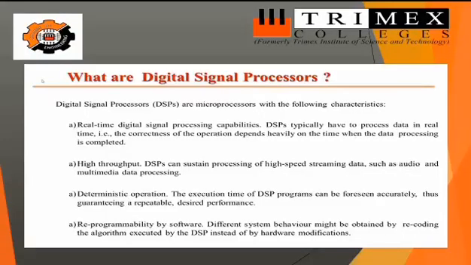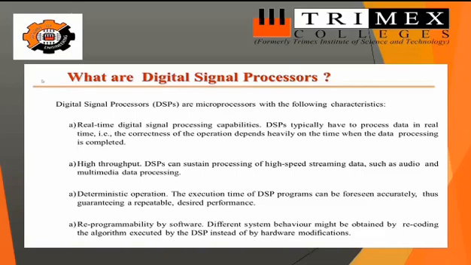Digital Signal Processors are microprocessors with the following characteristics. A. Real-time digital processing capabilities. DSPs typically have to process data in real time. For example, the correctness of the operation depends heavily on the time when the data processing is completed.